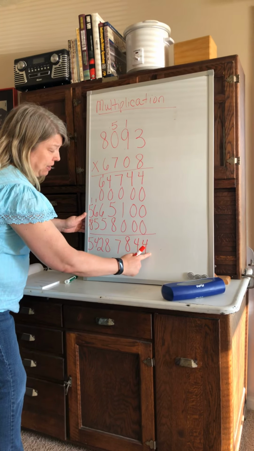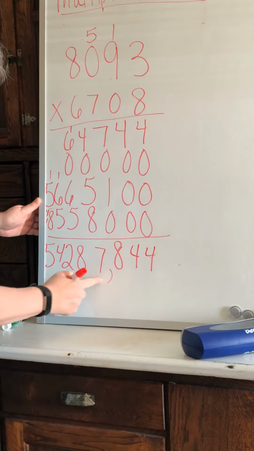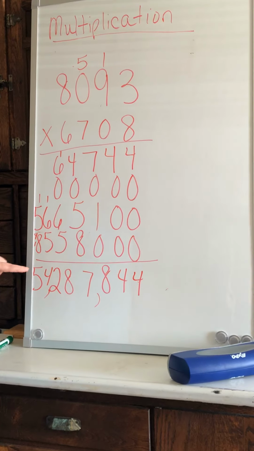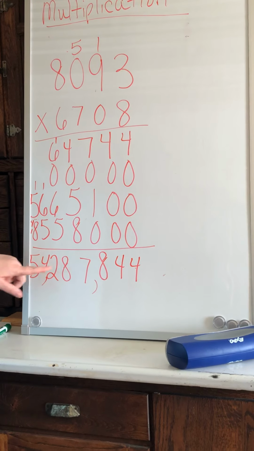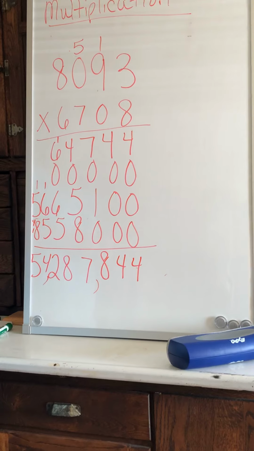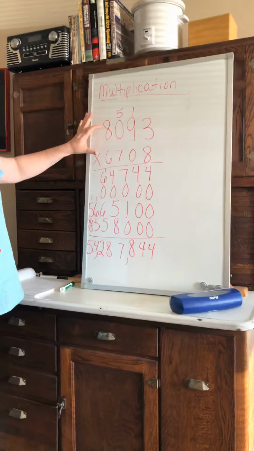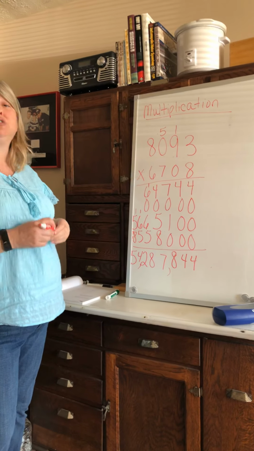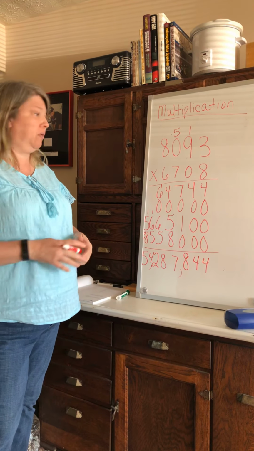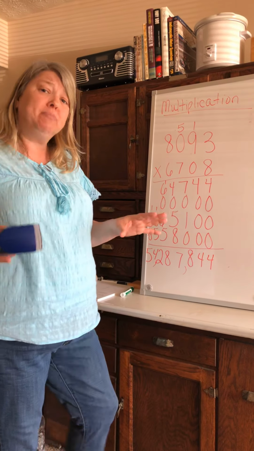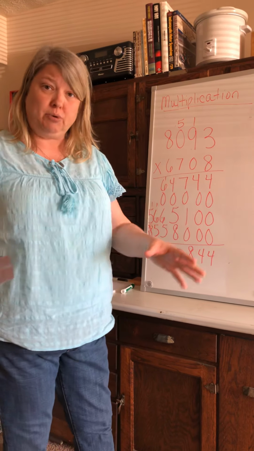Now, we're going to start at the back. Go to the left 3 numbers, put a comma. 3 numbers, put a comma. So this number right here is 54,287,844. I realize that when you have 4 numbers times 4 numbers, it's very difficult, okay? So if you need me to do some more problems like that, let me know, and I will do additional problems.